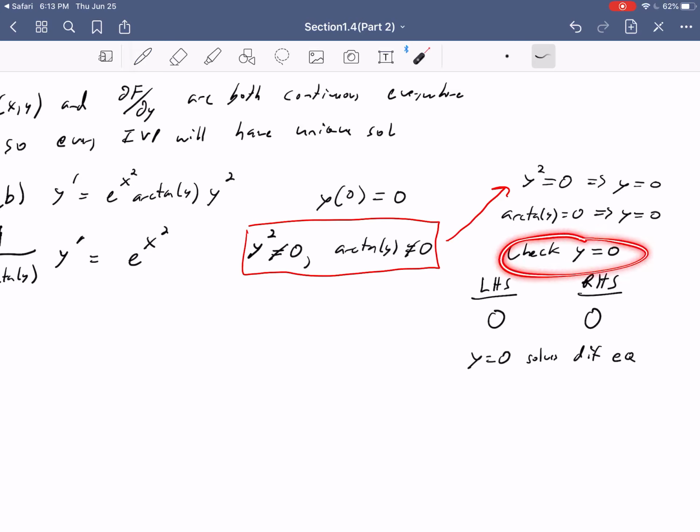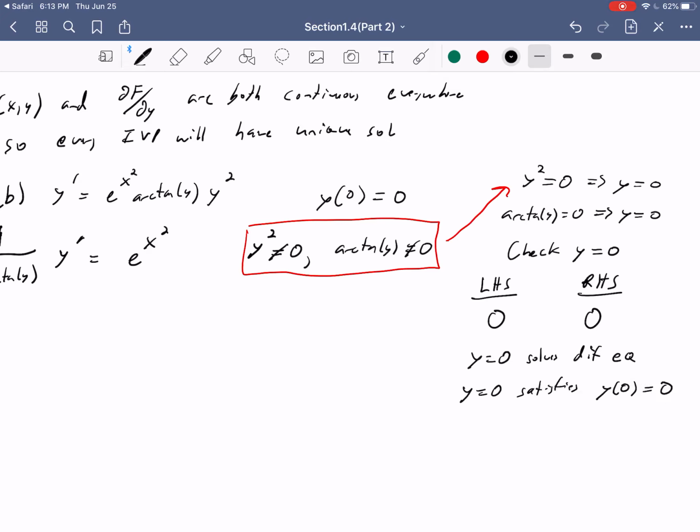Does y equals 0 satisfy this initial condition? Well, it does, because at x equals 0, what is y? 0, because for any x, y equals 0. So y equals 0 satisfies y of 0 equals 0. It would satisfy it even if it was like y of 10 equals 0, because y equals 0 is always 0. It wouldn't satisfy it if the initial condition was like y of 0 equals 1, because then we would need y to be 1, and y equals 0 is never 1.